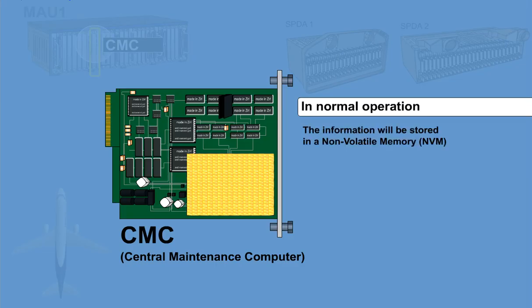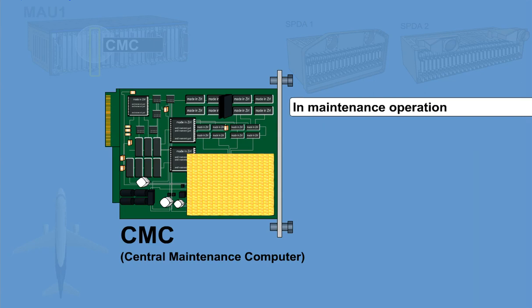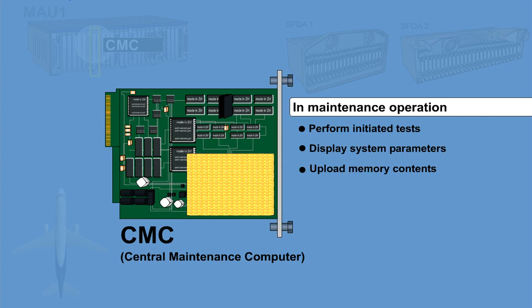In normal operation, the information will be stored in a non-volatile memory when a fault is detected and confirmed. Some additional information such as airplane identification, date and time of flight, and flight phase will also be stored if this information is available from the airplane communication bus. In maintenance operations, the CMC can command a member system of the airplane to perform initiated tests, to display system parameters, or upload memory contents of a member system.